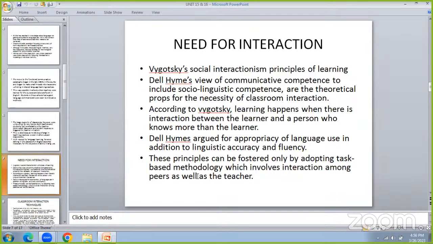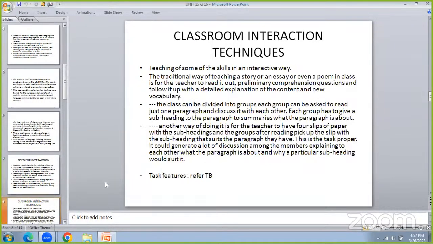Hymes argued for appropriacy of language use in addition to linguistic accuracy and fluency. So they have a philosophy of how the language is to be taught, and what should be the objectives of the learning process. Whatever it is, it involves interaction among the peers as well as the teacher. Then only the objective of the student to acquire proficiency in a language is achieved.